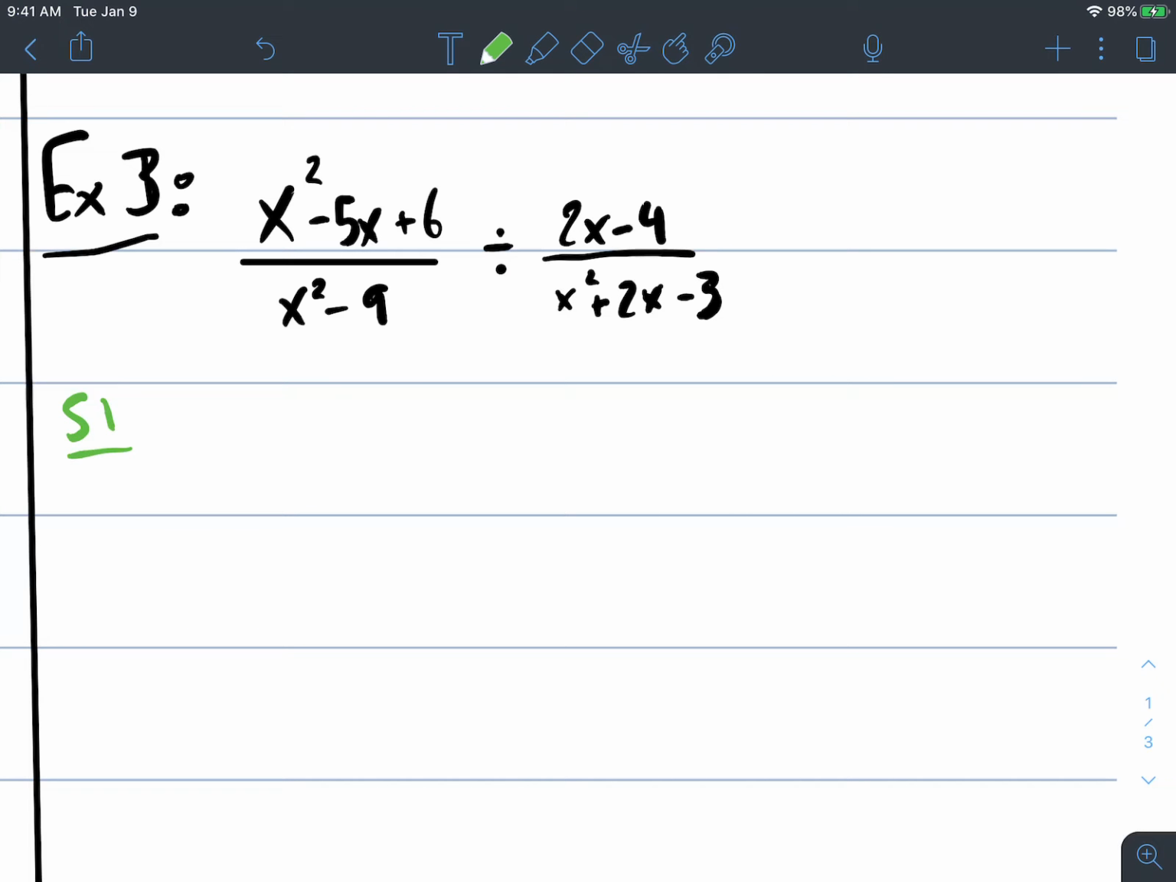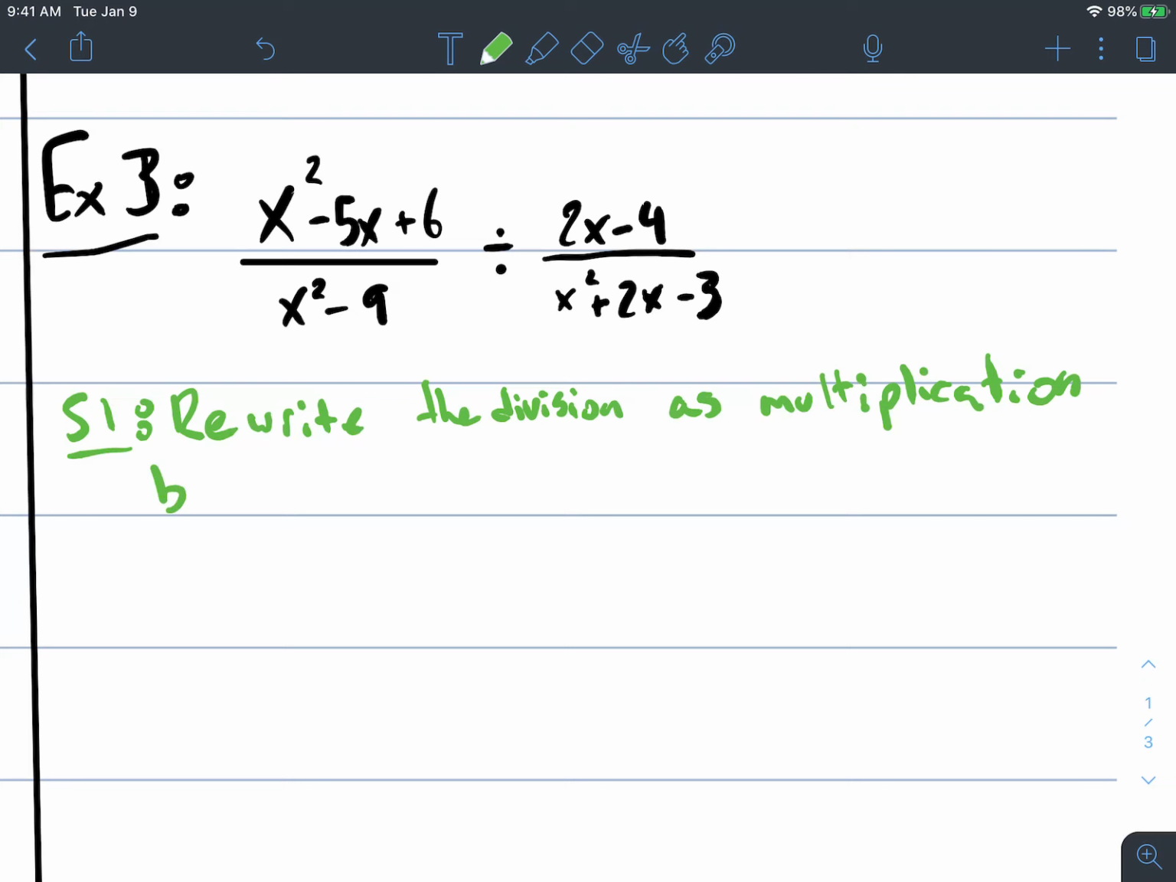So step 1 is really the only difference. Our step 1 is rewrite the division as multiplication by the reciprocal. And if you don't remember what the reciprocal is, guys, Google that.